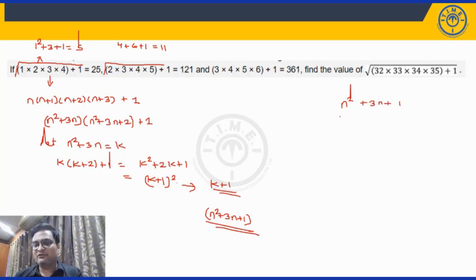So the answer that we should get here is 1121. All right. So the value of this, we'll say the answer finally is 1121, and this should be our final answer.